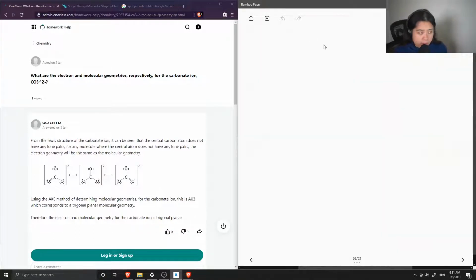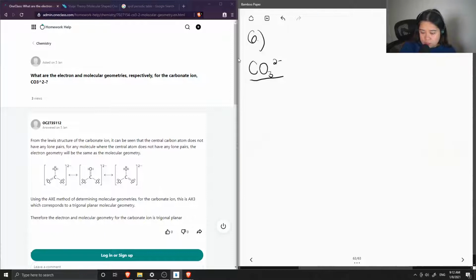Alright, so on to question number 6. What are the electron and molecular geometries respectively for the carbonate ion CO3 2-? So before we get into the geometries for this ion, we need to first draw out its Lewis structure. So we need to first determine the total valence electrons for this ion.